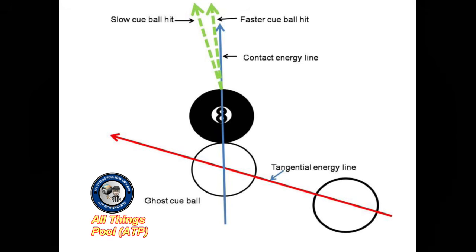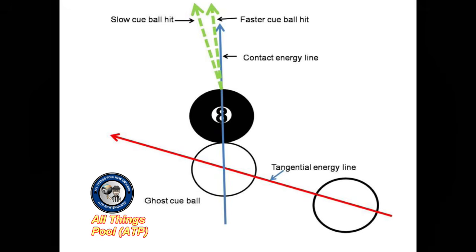If we look at the top left of that diagram, you'll see the green line. The green line will show us a direction off the shot line, off that contact energy line, where the object ball will go. How far the object ball is thrown off the contact energy line will depend on a lot of things. It will depend on speed, spin, the angle to which that cue ball strikes that energy line, the blue line.